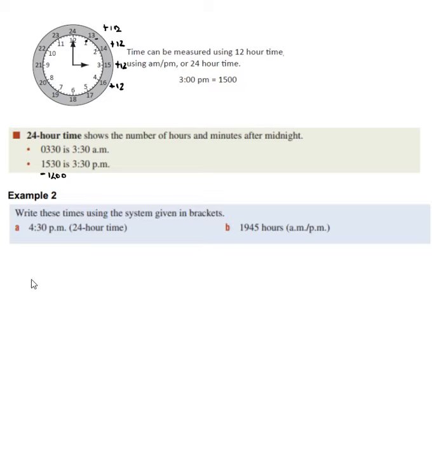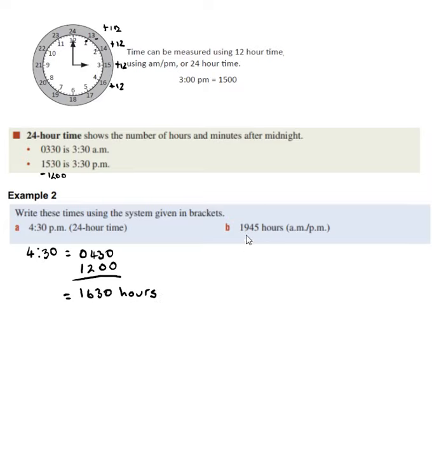Now let's look at these examples. It says write these times using the system given in the brackets. Okay, so we want to convert 4:30 PM into 24-hour time. So I'm going to take the 4:30, I'm going to write it as 0430, and I'll talk about the 0 in a minute, and we're going to add 1200 to it. And that will give me an answer of 1630 hours. And that's how we call it, 1630 hours.